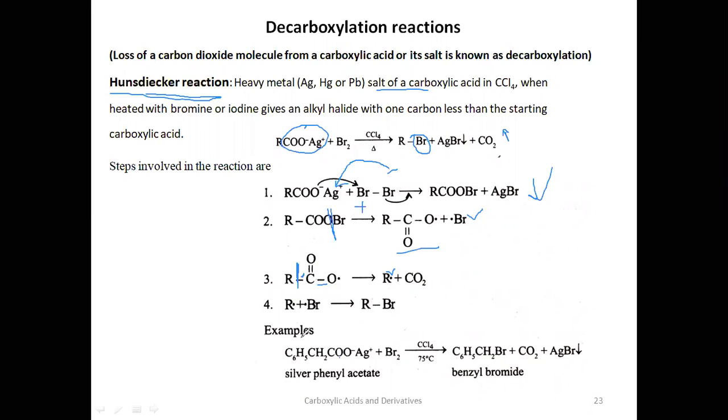Let us take one example: silver phenyl acetate. When we add bromine and carbon tetrachloride and heat this, the whole carboxylate group is converted to a Br group by the elimination of carbon dioxide gas. That's why this is also known as a decarboxylation reaction.